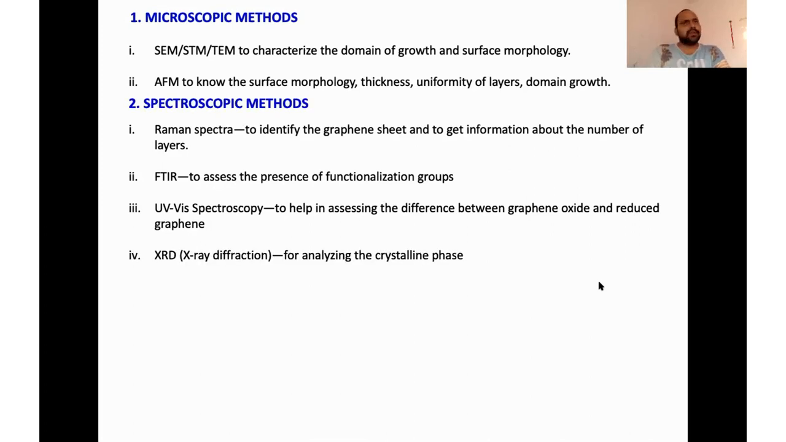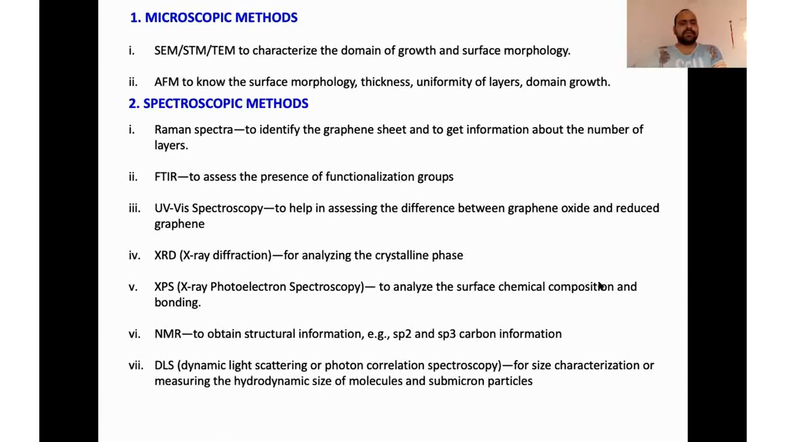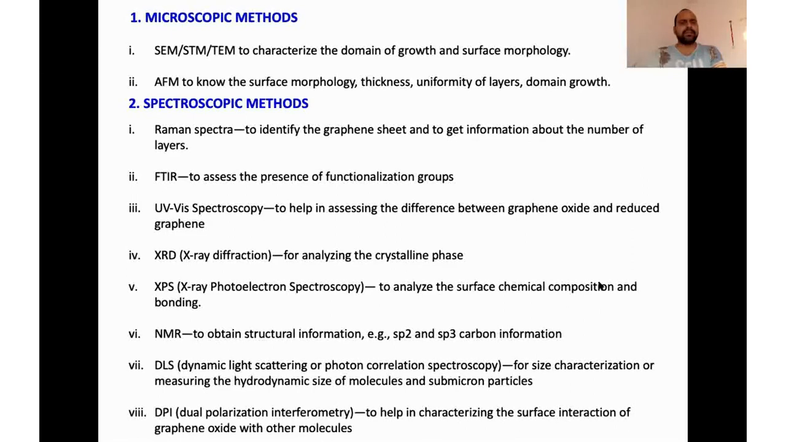Similarly, XRD, we are already aware, we can get an idea about crystalline phase, etc. XPS gives an idea about surface chemical composition, what kind of bindings are there. Next is NMR, which gives understanding about hybridization, whether it's an sp2 hybrid material or there is still some sp3 hybridization. Similarly, DLS or DPI. So these are commonly used tools in the case of graphene.